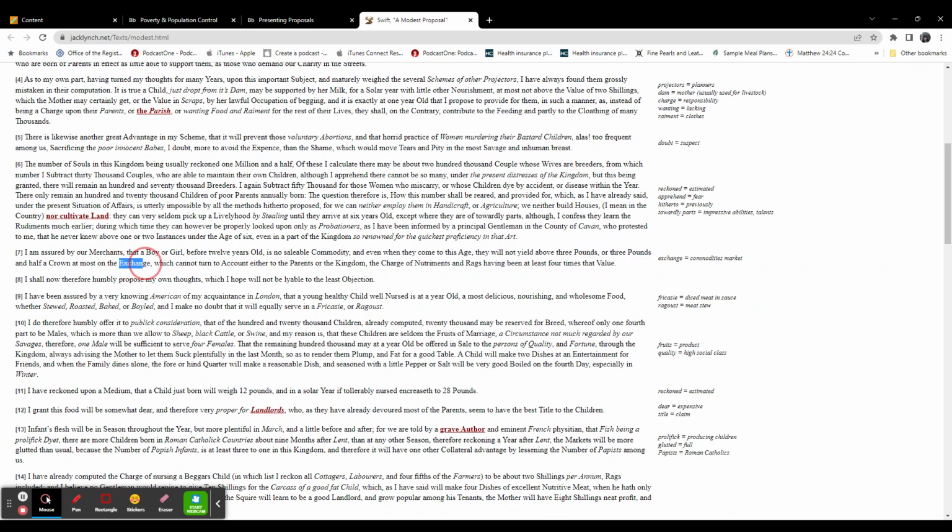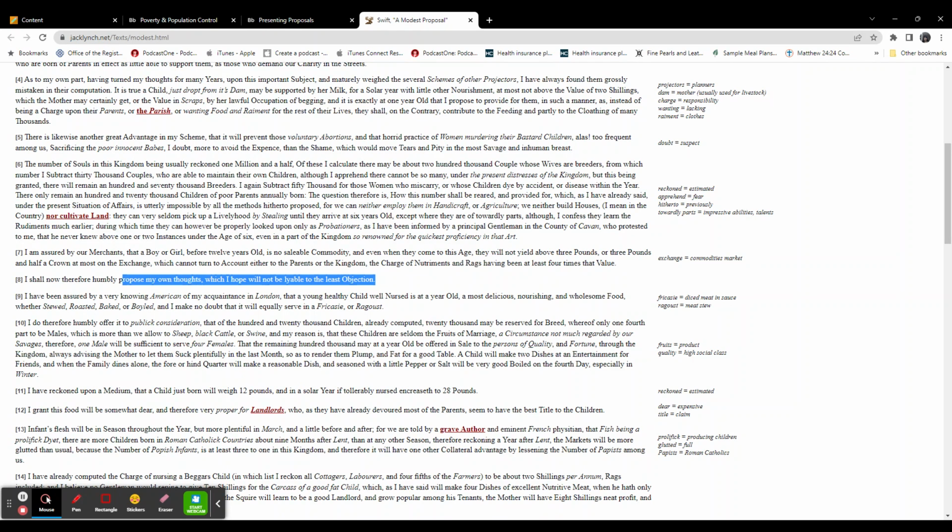And there's that term exchange, which cannot turn to account either to the parents or the kingdom, the charge of nutriments and rags having been at least 4 times that value. So you'll actually lose more money if you try to sell a boy or girl before 12 years old. I should now therefore humbly propose my own thoughts, which I hope not to be liable to the least objection. So I'm expecting when I propose, what I'm about to propose, and give you what I'm about to give you, that you won't object. Okay.